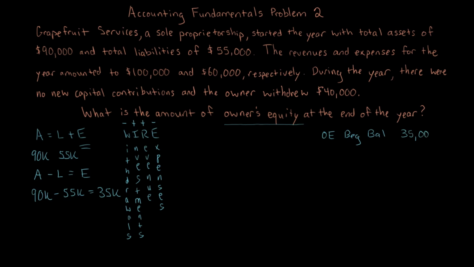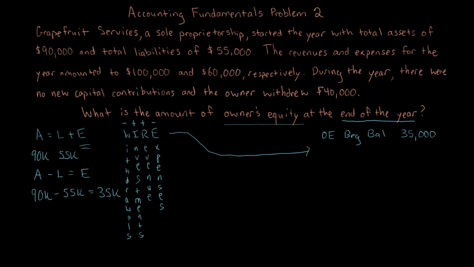So owner's equity, the beginning balance, is $35,000. Now, the statement of changes to owner's equity tracks the beginning balance of owner's equity. And then it shows the changes during the year, which are indeed WIRE, and we're going to go through those items. And then it gives you the ending balance, and that's what this question is asking. It's asking for the end of the year balance. So let's go through our WIRE. Let's look at the items.